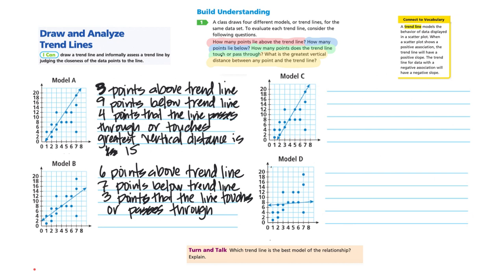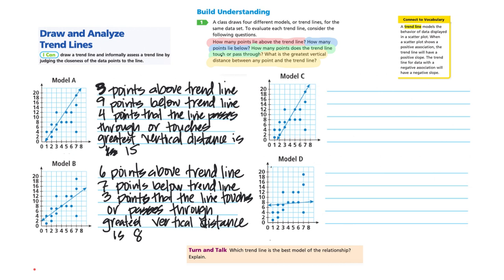And then the last one, what is the greatest vertical distance? It looks like this point is the farthest away. This is far also, but this one looks farther. So you have 2, 4, 6, 8 is the vertical distance. So the greatest vertical distance between the line, trend line, and a point is 8 on this one.